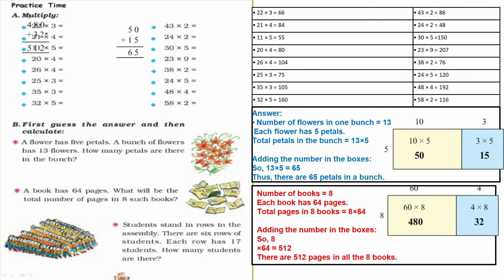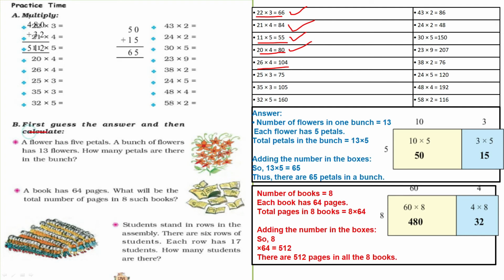Multiply, some numbers are given. You can multiply easily. 22 multiplied by 3. 21 multiplied by 4. 22 multiplied by 3, 66. 21 multiplied by 4, 84. 11 multiplied by 5, 55. 20 multiplied by 4, 80. Just you can multiply and get the answer.